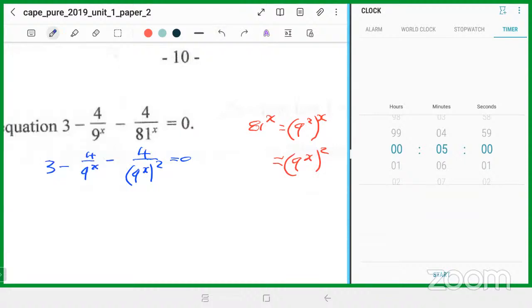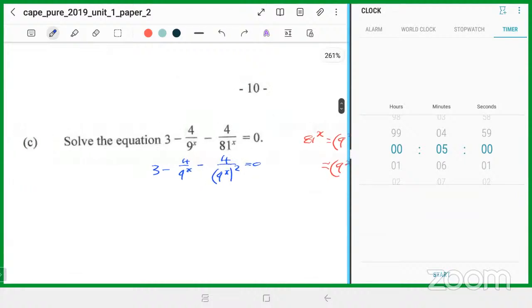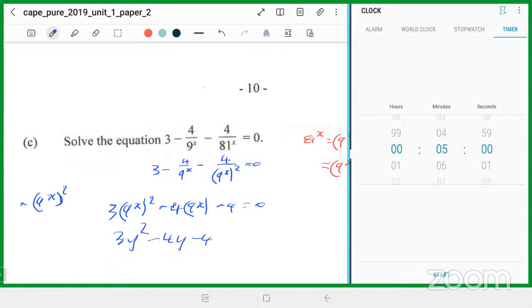If I multiply it through by 9 to the x all squared, I'm going to get 3 times 9 to the x all squared, and then minus 4 times 9 to the x, and then minus 4 equals 0. That is it. This is like 3y squared minus 4y minus 4 equals 0.